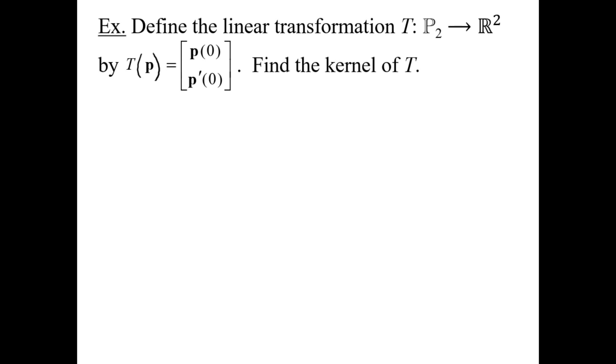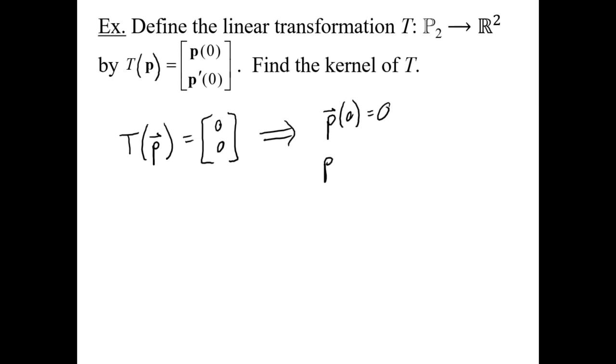Again, kernel of T means find all vectors that map to the 0 vector, (0, 0). In this case, that means we're looking for a polynomial where P of 0 is equal to 0, and also P prime of 0 is equal to 0. Remember, P is in P2 here. So we're looking for all polynomials.